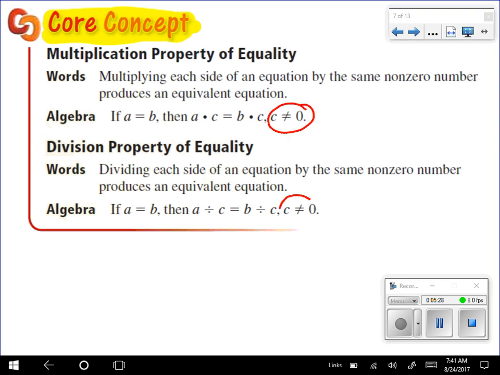as well as with division. And we'll talk about why that is moving forward. But division works along the same lines. If A is equal to B, then A divided by C is equal to B divided by C. They're the same.